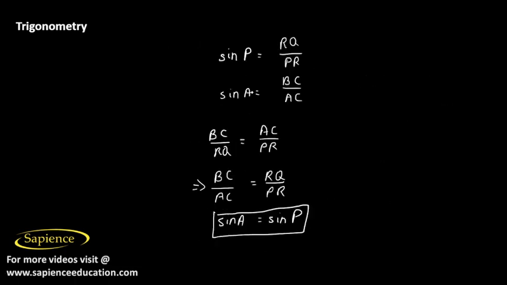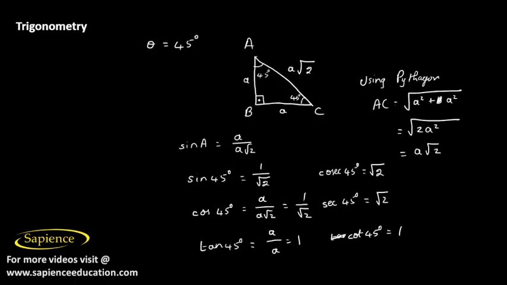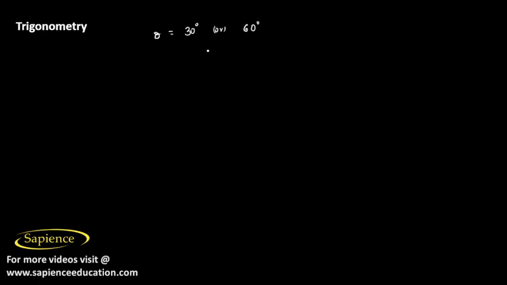Now in order to find the values when theta is equal to 30 degrees or 60 degrees, we can assume an equilateral triangle. For finding 45 degrees, we assumed an isosceles right triangle, and for these angles we will assume an equilateral triangle. An equilateral triangle has all 3 sides the same and all 3 angles 60 degrees. Let us assume that each side is of length 2a.